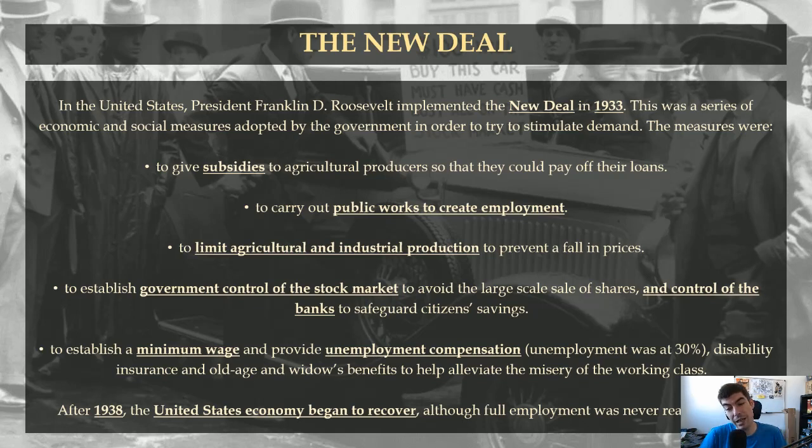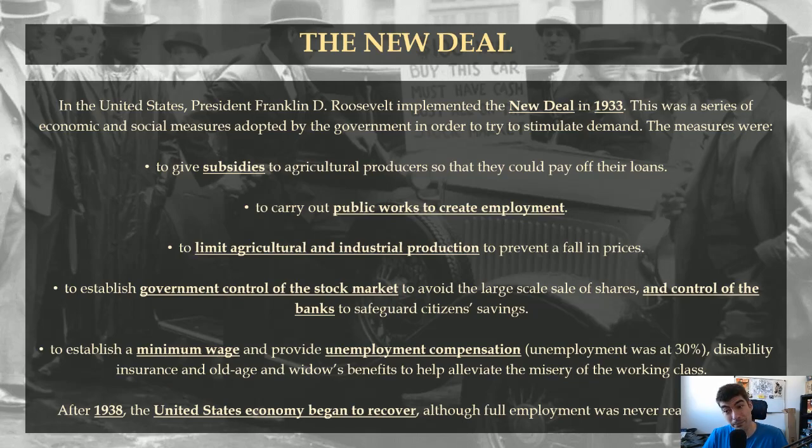They limited agricultural and industrial production, so there is not an oversupply and the prices can start to rise. And they established government control of the stock market and the bank system to avoid this speculation. And also, which is very significant in the United States, the establishment of a minimum wage and an unemployment compensation, so subsidies to the unemployed. And the economy of the United States started to recover slowly, very slowly, but it didn't reach the levels of the Roaring '20s until the outbreak of the Second World War.